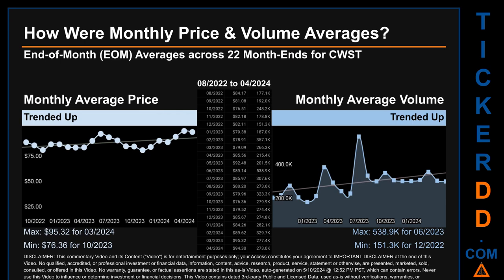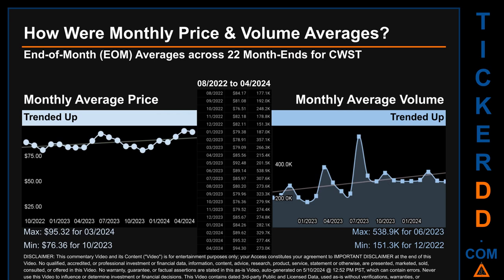How were price and volume averages for CWST? Across 447 trading days, there were a total of 22 month ends, of which monthly averages for daily price and volume were calculated. Overall, monthly price average trended up while monthly volume average trended up.